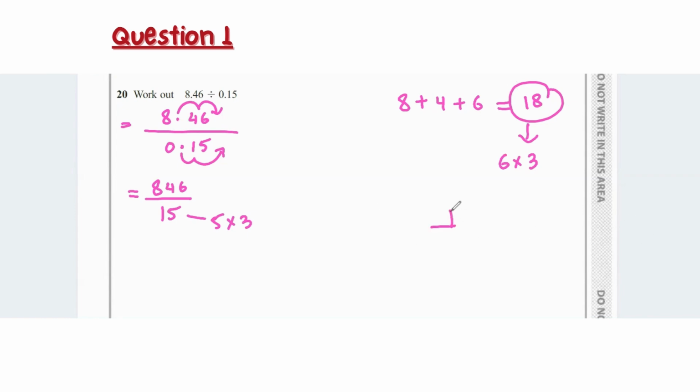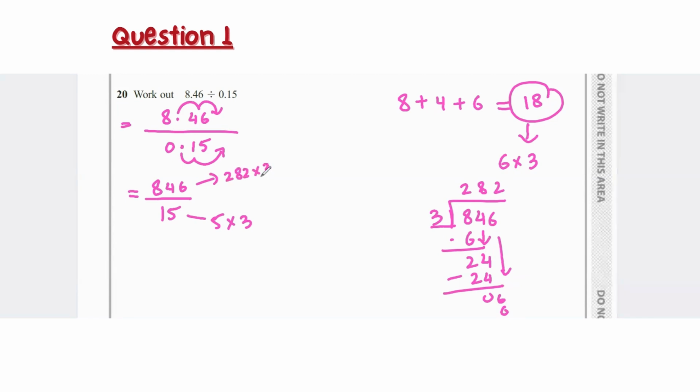So now we can divide 846 by 3. We know 3 2s are 6, minus 2, 4 comes down, 3 8s are 24, 0 remainder, 6 comes down, and we know 3 2s are 6. So no remainder. So 846 is 282 times 3, which means we can cancel the 3 over here, and we have 282 divided by 5.